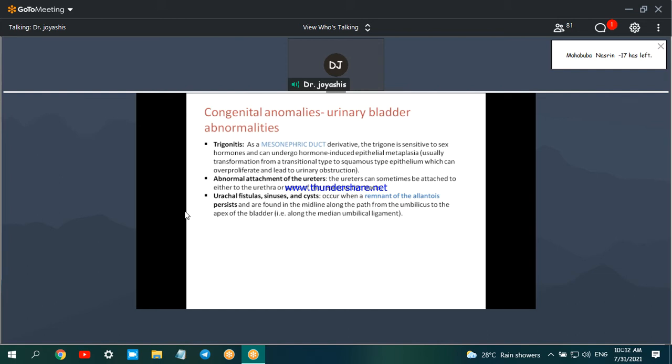And then abnormal attachment of the ureters. The ureters can sometimes be attached to parts of the reproductive tract. This is one of the commonest anomalies during embryonic life. And then urachal fistulas, sinuses, and cysts may develop in the embryo when a remnant of the allantois persists, and are found in the midline along the path from the umbilicus to the apex of the urinary bladder.